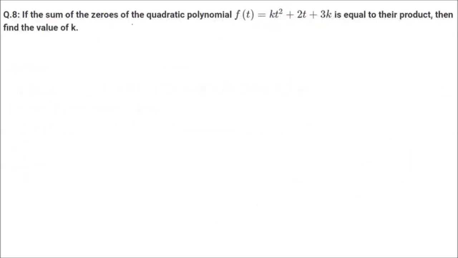If the sum of the zeros of the quadratic polynomial, this one, is equal to their product, then find the value of k. Means alpha plus beta is equal to alpha into beta. The question is like this. So what is alpha plus beta? Minus b by a. What is b? 2. So minus 2 by a, that is k. What is alpha into beta? c by a. c was 3k. And what is a? That is k. So k cancels, it becomes 3.